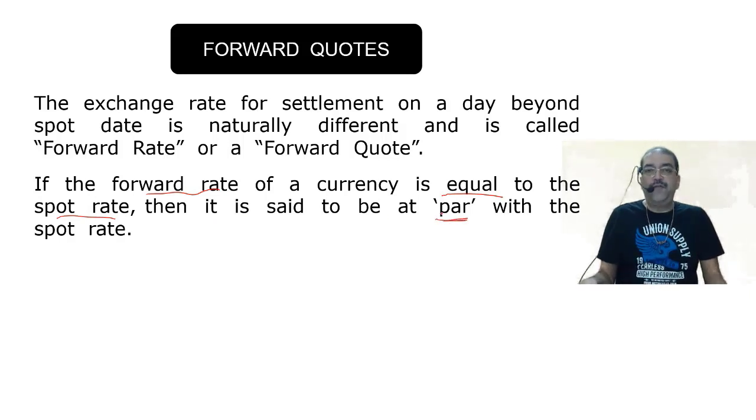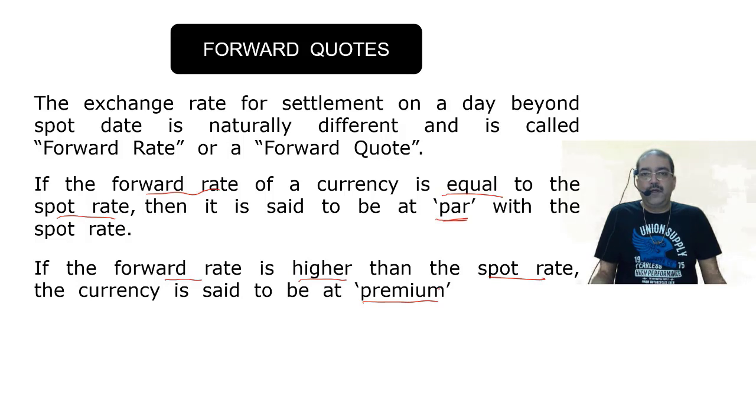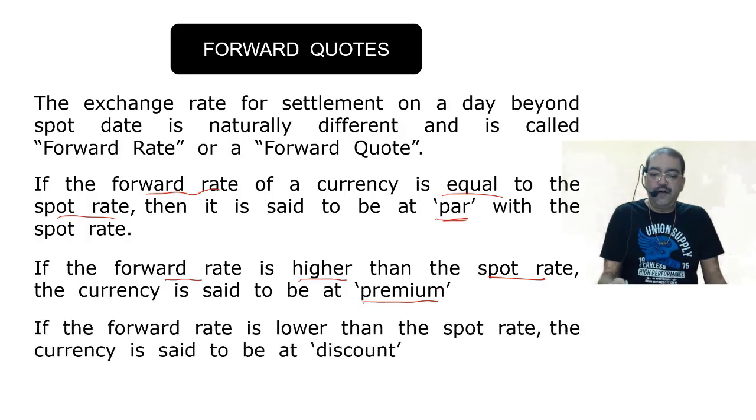If the forward rate is higher, say spot rate is 70, and 1 month later the rate given is likely to be increasing to 71. Forward rate is 71, spot rate is 70. The forward is at premium. Forward is higher than spot, it is at premium. Same way, if spot rate is 70 and forward rate is 69, then it is at discount. Forward is lower than spot rate, then it is at discount.